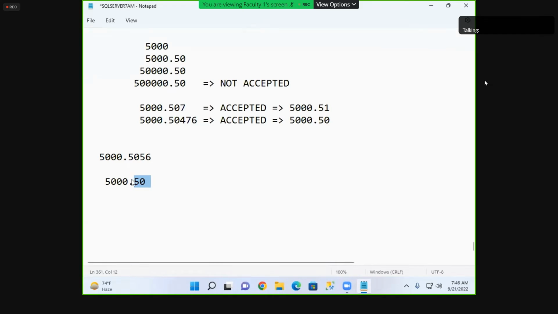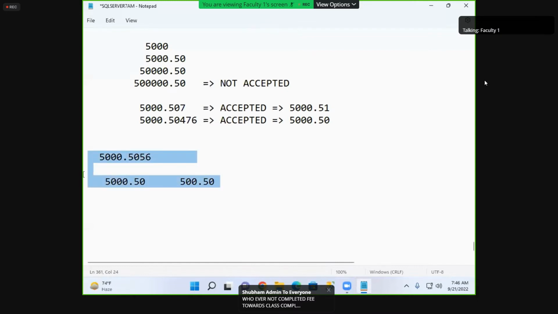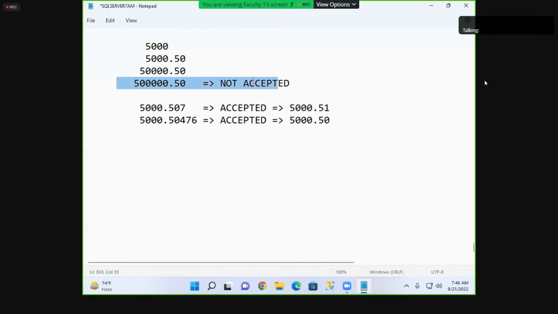But suppose actually bank balance is 5000.5056, but the bank says your balance is 500.50. Now you'll go to the bank, yes, because it makes a big difference for you. A 4,500 difference is there. Understood? Here also same. Here it makes a big difference, that's why it will not allow. There it doesn't make a big difference, so that's why it is rounded.